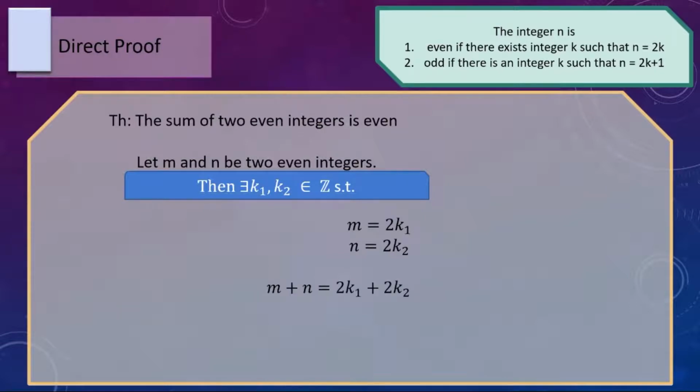So now I'll go back and look at the addition. M plus n then could be rewritten as 2k1 plus 2k2. Factor out the 2. Now I have m plus n in the form of an even integer. So I've shown you that m plus n is even. And this completes the proof.